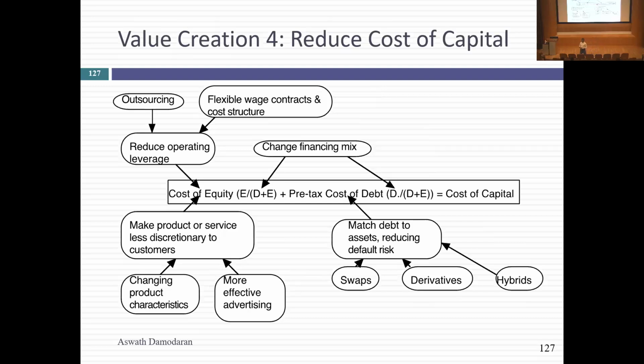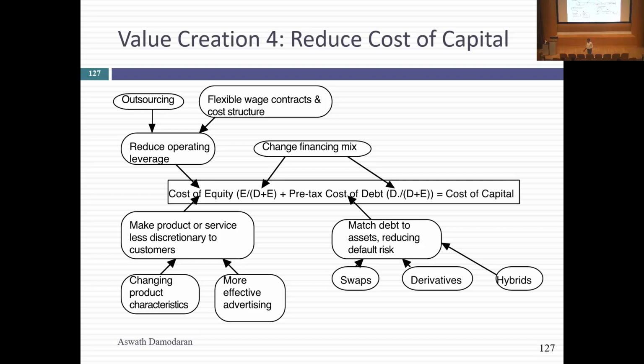And finally, let's talk about cost of capital. It's true I can change my mix of debt and equity and end up with a lower cost of capital, but that's only one of four ways. Here's the second. If you mismatched your debt to your assets, you've created default risk you did not have to, and you perhaps have a higher cost of capital. You know what I mean by mismatch? Using short-term debt to fund long-term assets, dollar debt to fund euro assets.